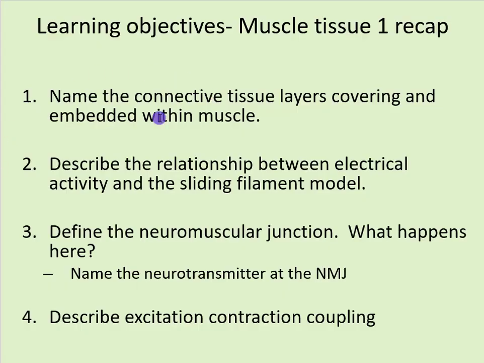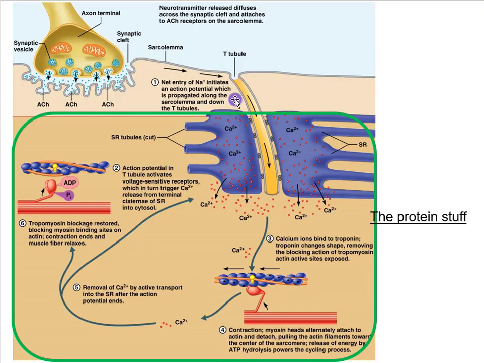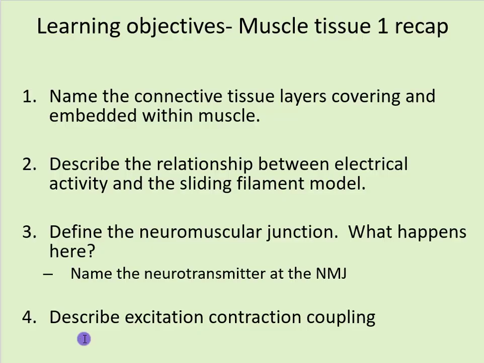So here's where we're at. We named the connective tissues that cover and embed within the muscle. We described the relationship just briefly between electrical activity and the sliding filament model. We described what happens at the neuromuscular junction as well as the neurotransmitter, acetylcholine, that lives there. And excitation contraction coupling is all of this stuff that happens together. And to be honest, you can't quite fully describe this yet. I just want to leave that in there as a learning objective because you need this in your head as you go through this video as well as the follow-up videos.